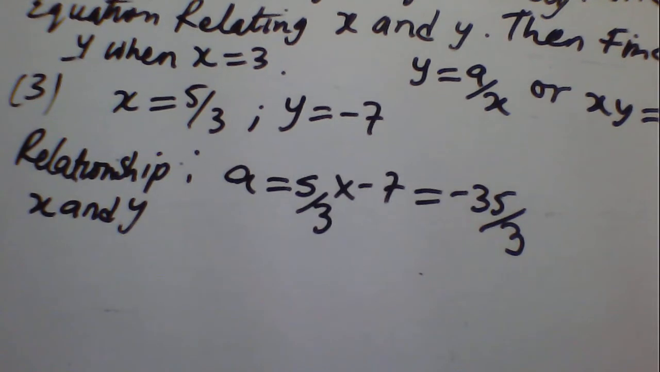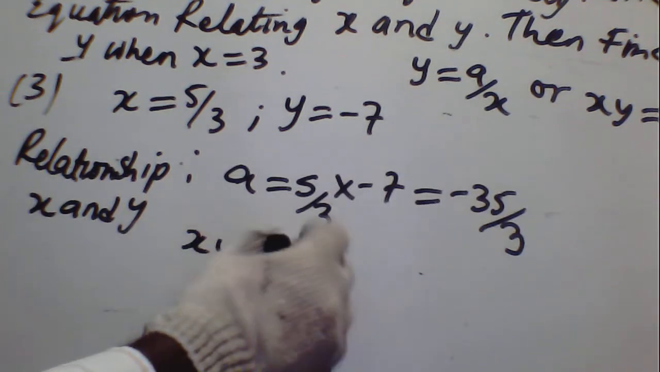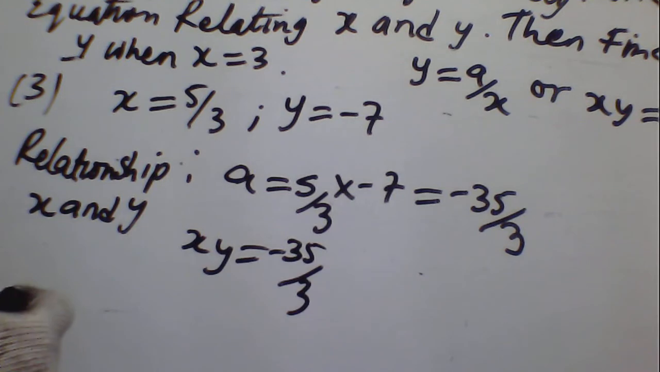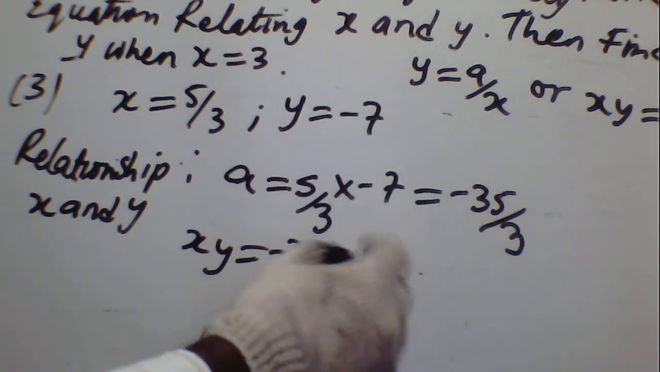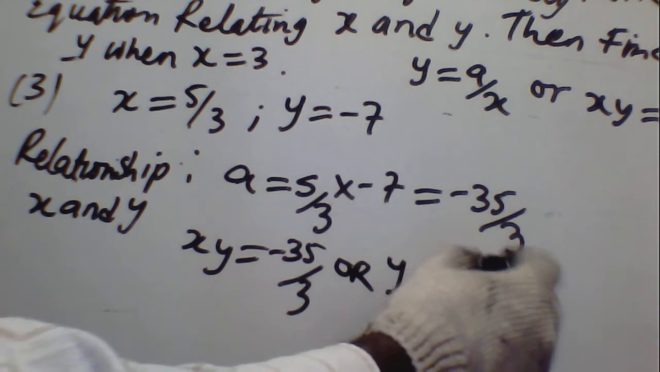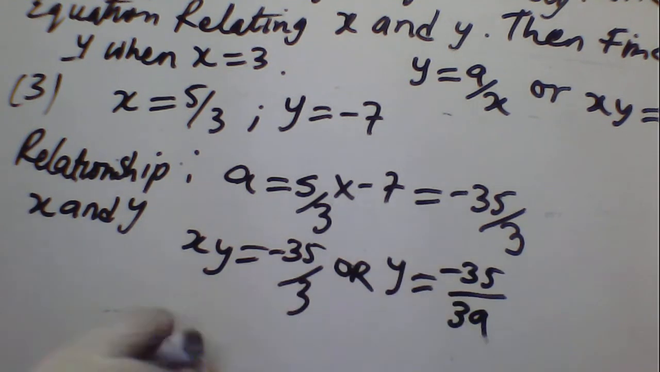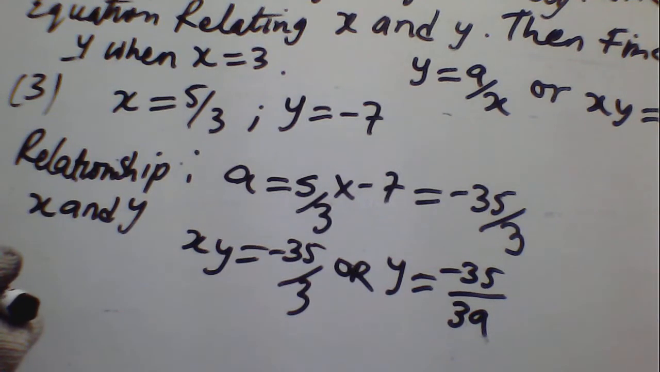So this is the relationship. Once we have gotten a, you can substitute this in this equation to get the relationship between s and y. So from here, you have sy is equal to minus 35 over 3. This is the first one. Or y is equal to minus 35 divided by 3s. So this is the relationship between them.